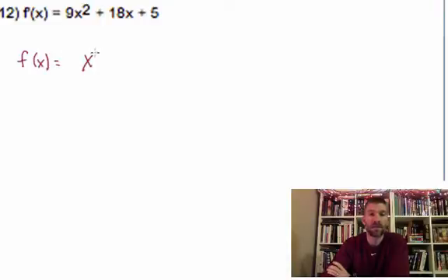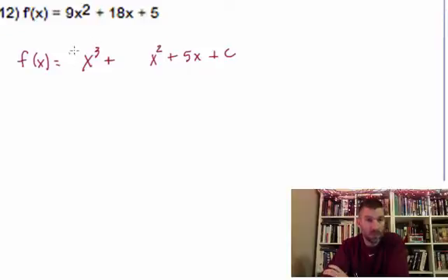I know my original function has to have x cubed, because I go up from x squared. I know that my original function has to have an x squared, because I go up from x. And I know that I'm going to add an x to the 5 here. And then because I'm going the other way, I always add a c every time. Now, think about yourself. 3 times what gives me 9? That's how I take my derivative. And that's going to be 3 times 3.